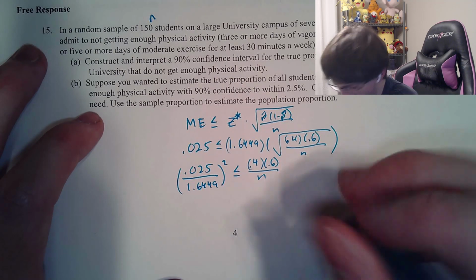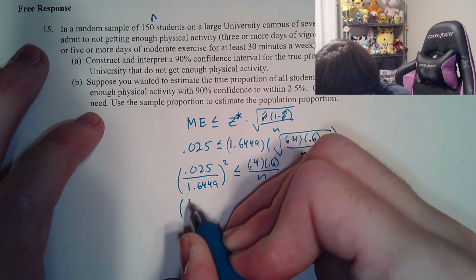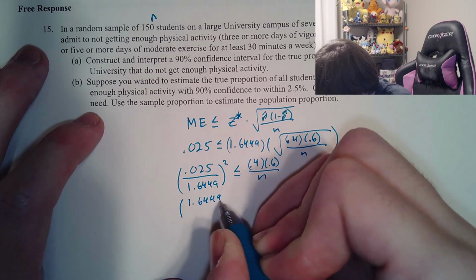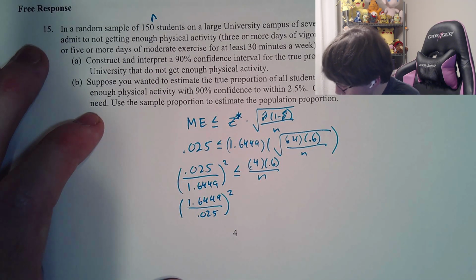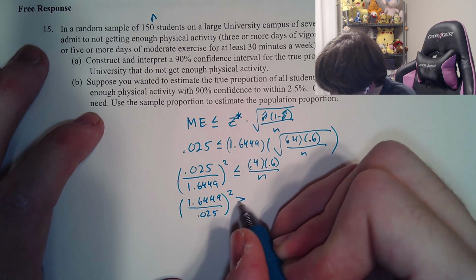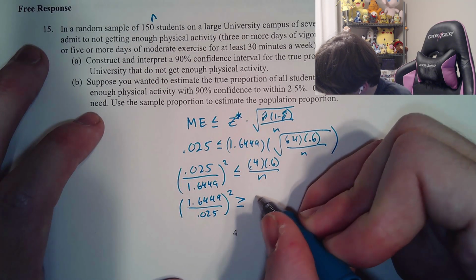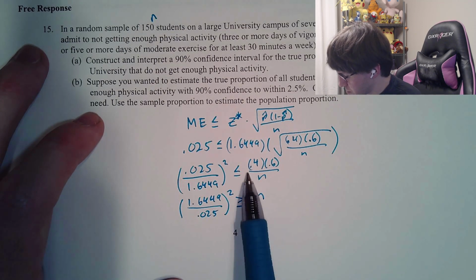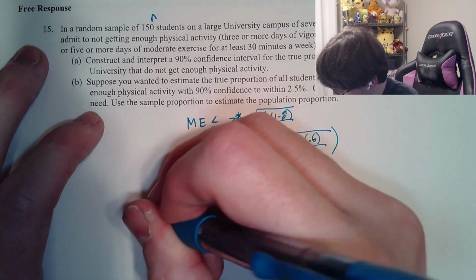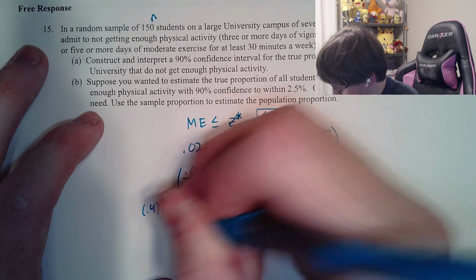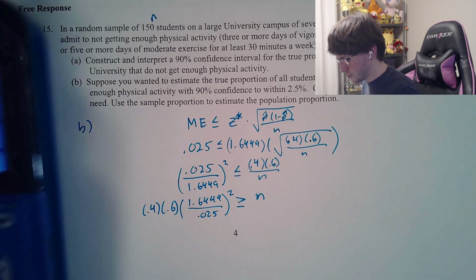Running out of room for moving this. All right, flipping over both sides of the equation here, and we're going to get 1.6449 divided by 0.025. We're squaring that. When you flip over both sides of the equation, the direction of the inequality switches. Has to be greater than or equal to, and we're going to have n on the top, and instead of putting 0.4 and 0.6 on the bottom, I know I'm going to multiply it over here, so I'm going to have a 0.4 times a 0.6, and you got to throw all those into the calculator there.